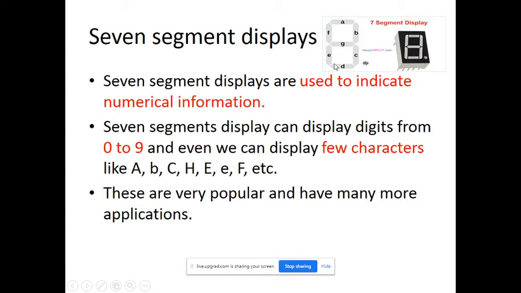There are 8 segments. The 8 segments are nothing but 8 LEDs, arranged in this fashion in the form of 8. One more is a decimal point, and this is the pictorial form of a 7 segment display.